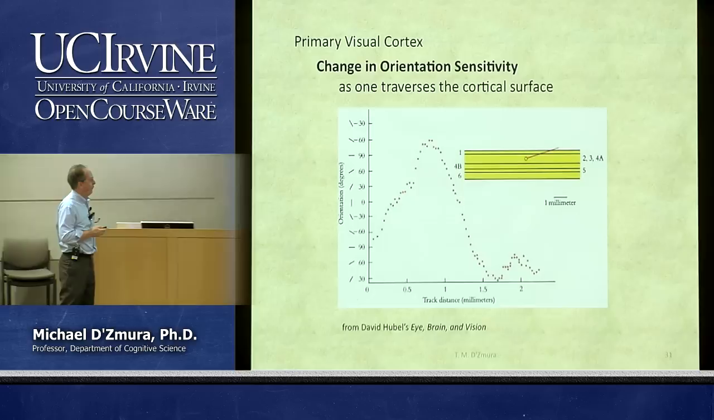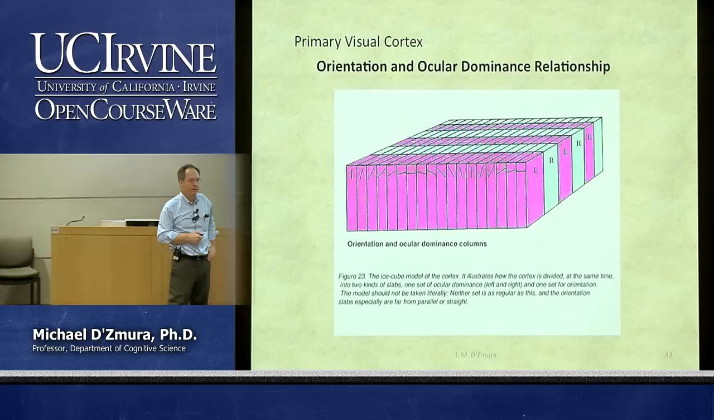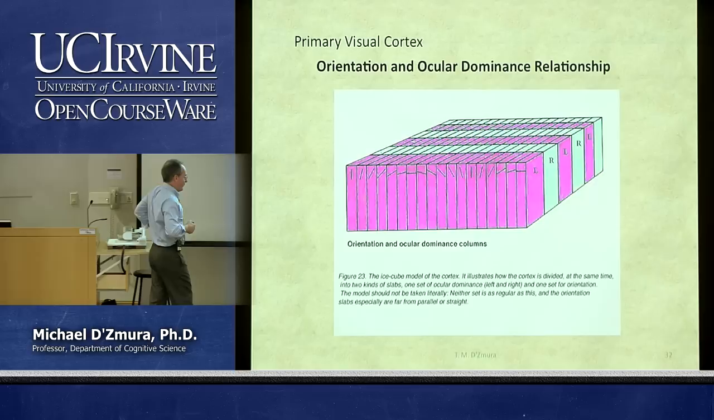So what people realized is that for effectively each location in the visual field, we have to have input from both eyes, and we've got to have all possible orientations being represented. And people started wondering how that's possible.